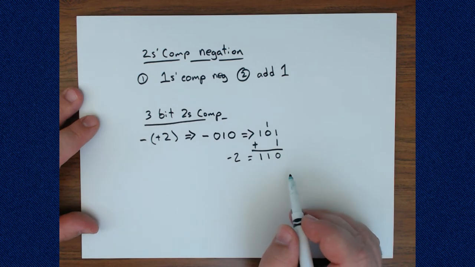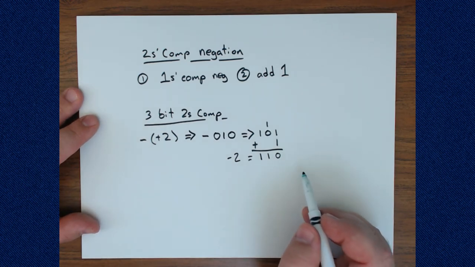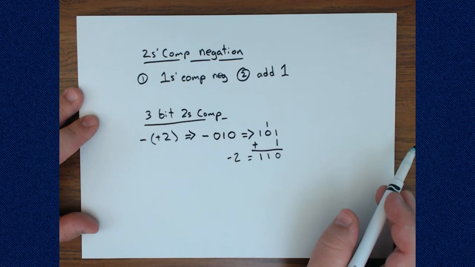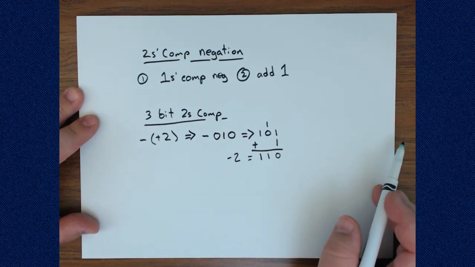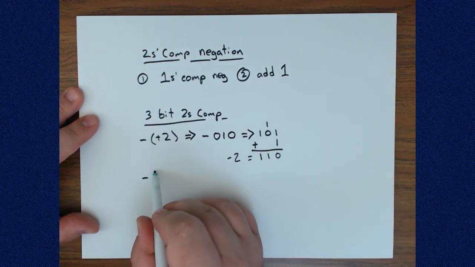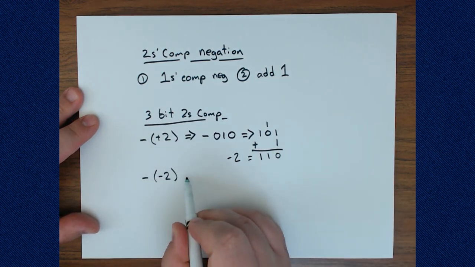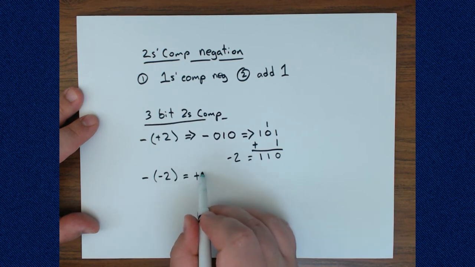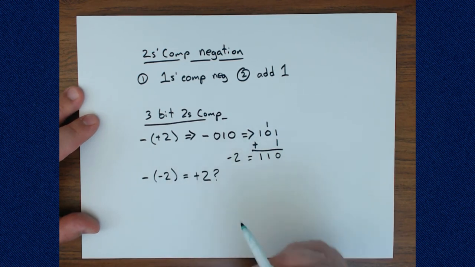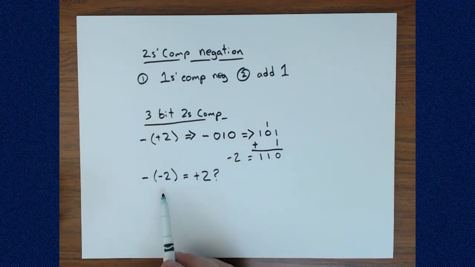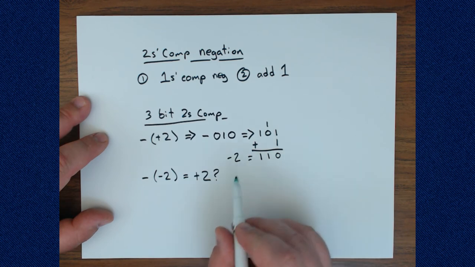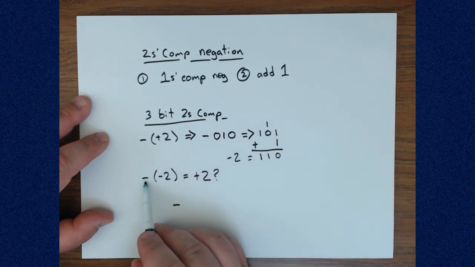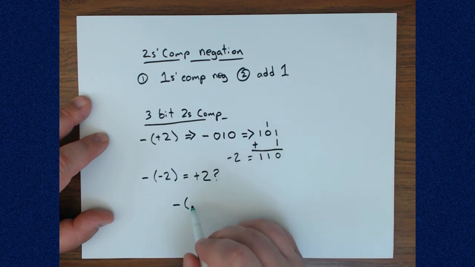So what we want to do now is verify that this works in the other direction. So we would assume negation works this way because that's what we did to get those negative numbers. But we also need to feel assured that if we take the negative of -2, that we're going to end up with +2. At least that seems reasonable, right? So we're asking this question. Does the negative of -2 equal +2? Well, that really says we should take this bit pattern here, which is -2, and negate it. So we're doing the negative of -2, which is 1, 1, 0.